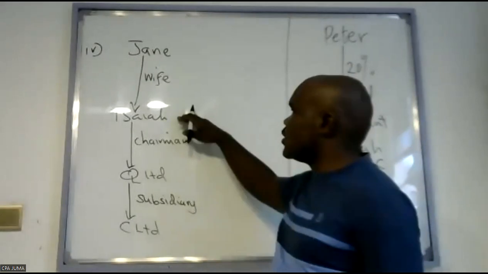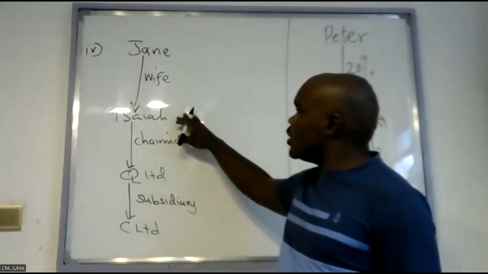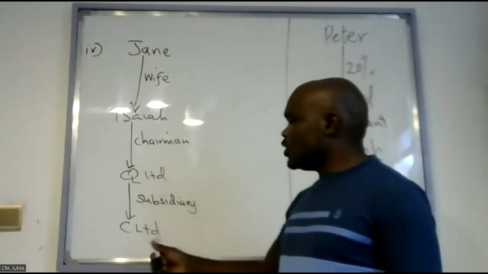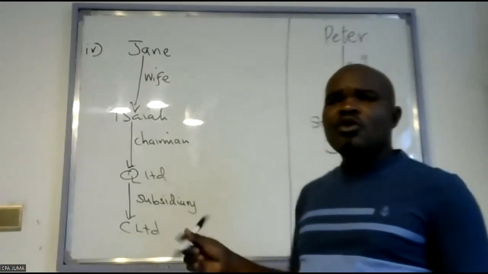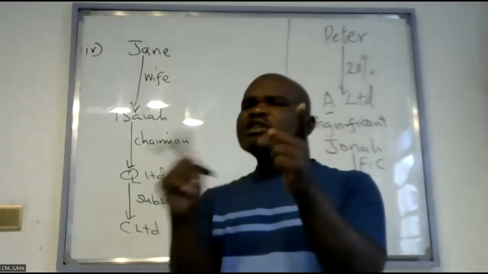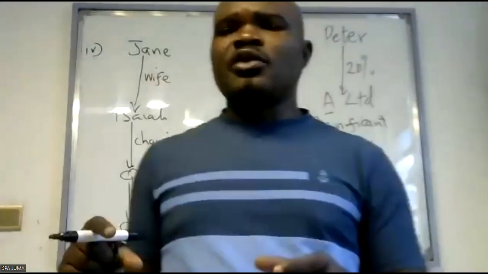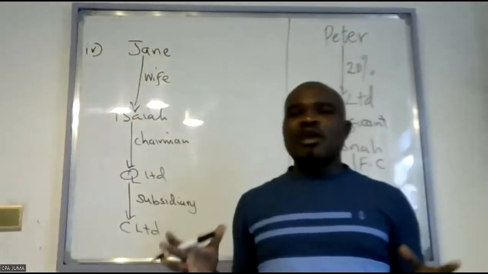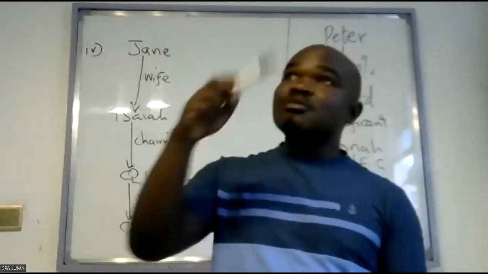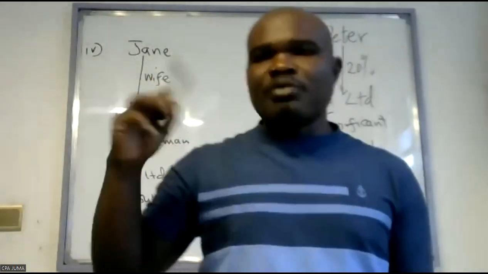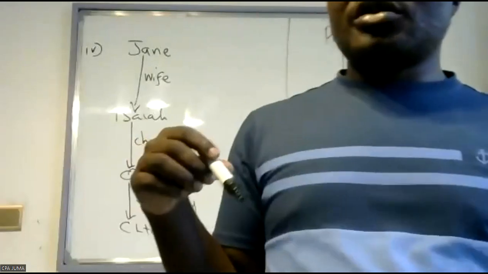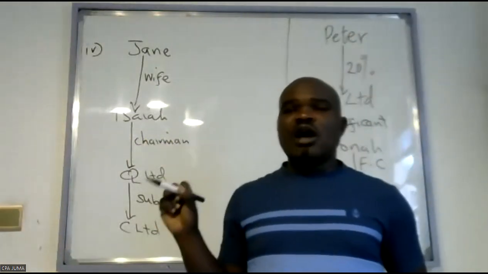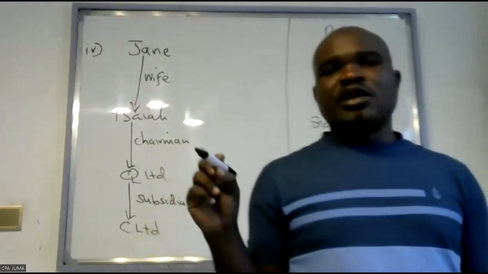Jane, the wife of Isaiah. Isaiah is the chairman of Q. Q is a subsidiary of C. This C, where is it coming from? What is C in this whole scenario? Just go back up there and ask me again. What is C? Because C is appearing here now for the first time, but it must be somewhere. How is C coming up in the picture?